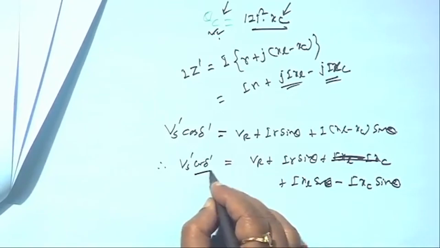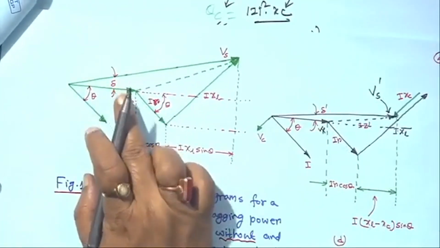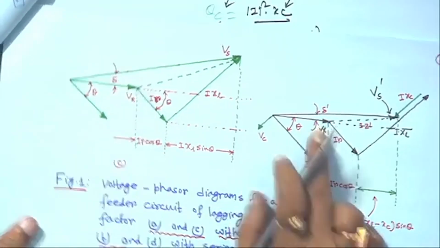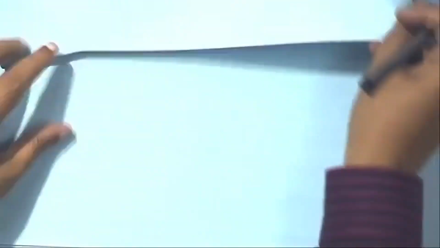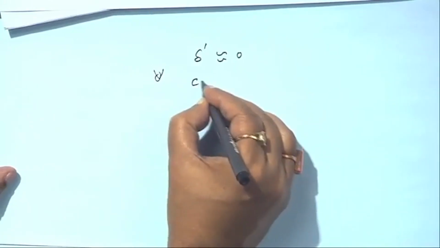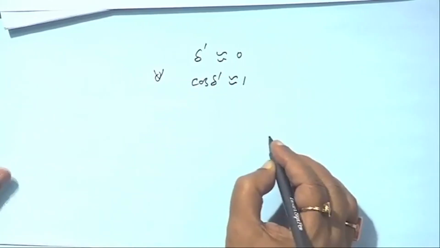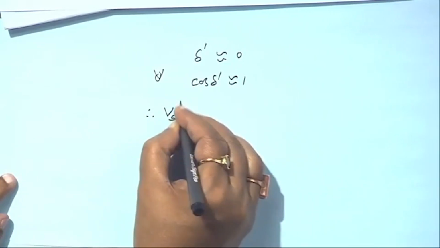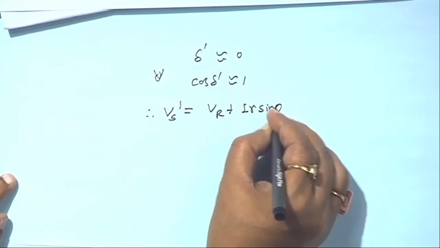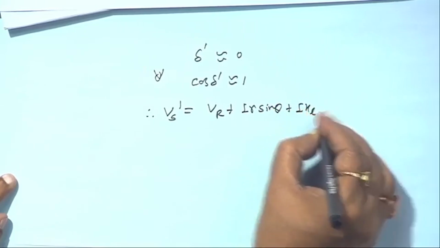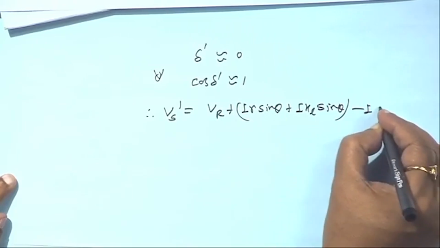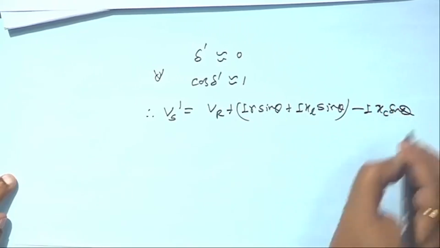So, this delta dash is smaller, and previously we have made an approximation. So, this delta dash can be considered as very small. That means if delta dash is very small, cosine delta dash is approximately 1. So, you can write the equation Vs dash is equal to Vr plus Ir sin theta plus IXL sin theta, this much was already there, minus IXC sin theta, right.